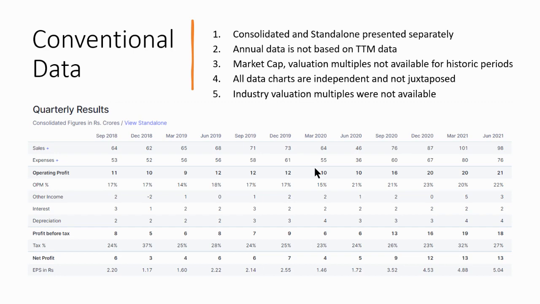So our terminal gives you market cap as on that particular historic quarter or historic year, and valuation multiples like PE, PS, PB, EV EBITDA, EV assets are not available for historic periods. All data charts are independent and not juxtaposed. And finally, industry valuation multiples and aggregates are not available. So how do we solve this?